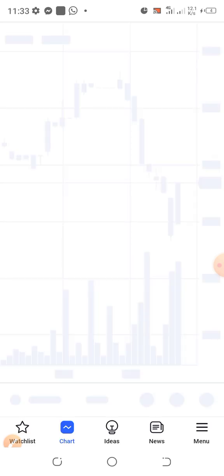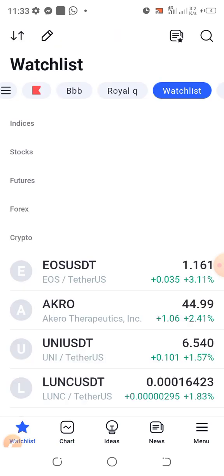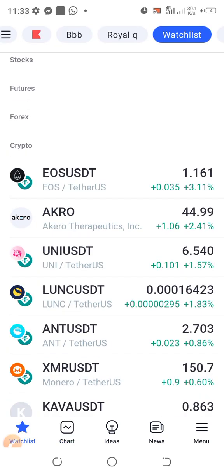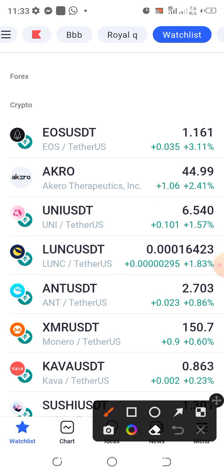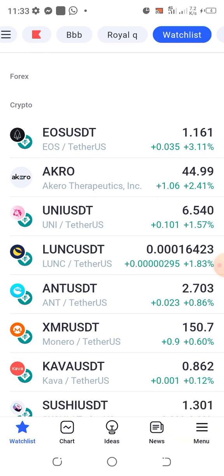So this is our TradingView. If you don't have TradingView, better download it so that you can get an entry, and then you're good to go. Alright, so after identifying it, I'm going to show you how you can trade it.